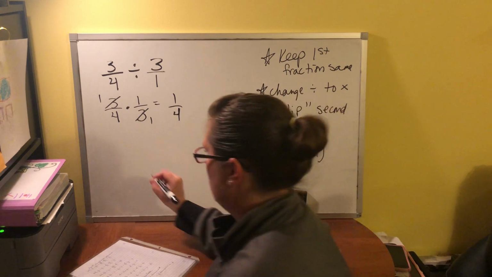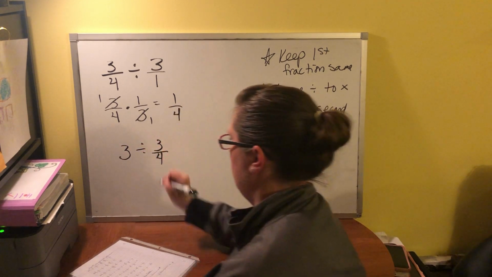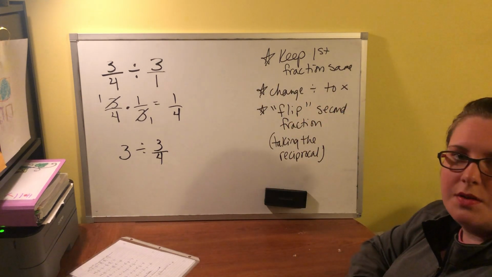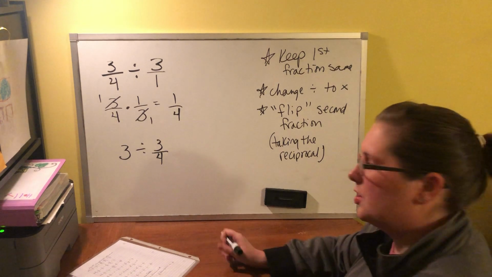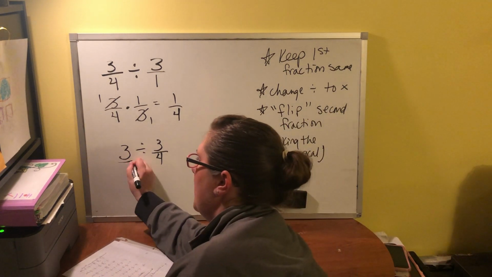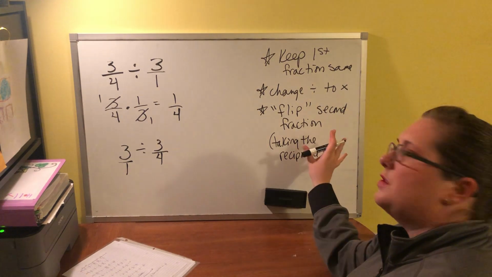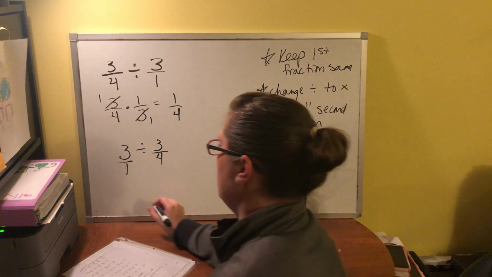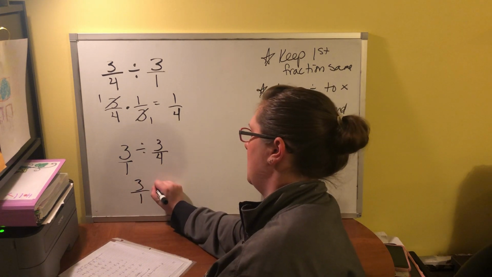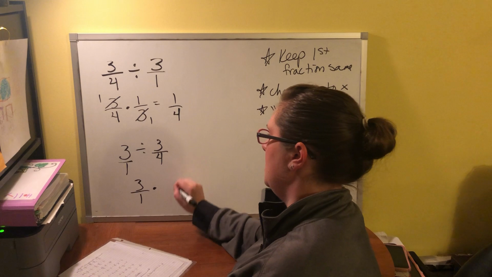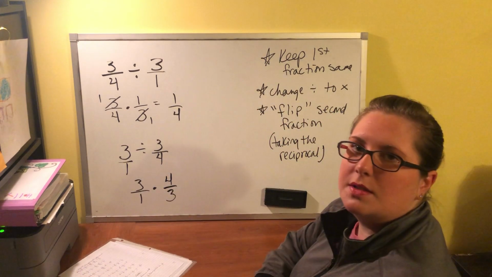Let's do another. Let's look at 3 divided by 3/4. So let's flip that around, okay? Same thing. You can only divide fractions by other fractions. So we're going to turn our whole number 3 into a fraction by putting it over 1. Now we can apply our division rules. Let's keep the first fraction the same. That stays 3 over 1. Division becomes multiplication. Now we're flipping our second fraction, so this now becomes 4/3.